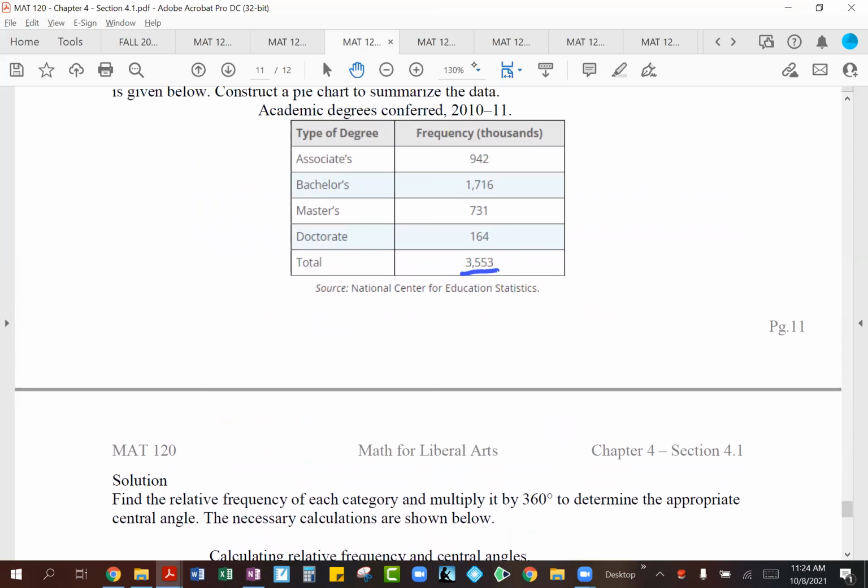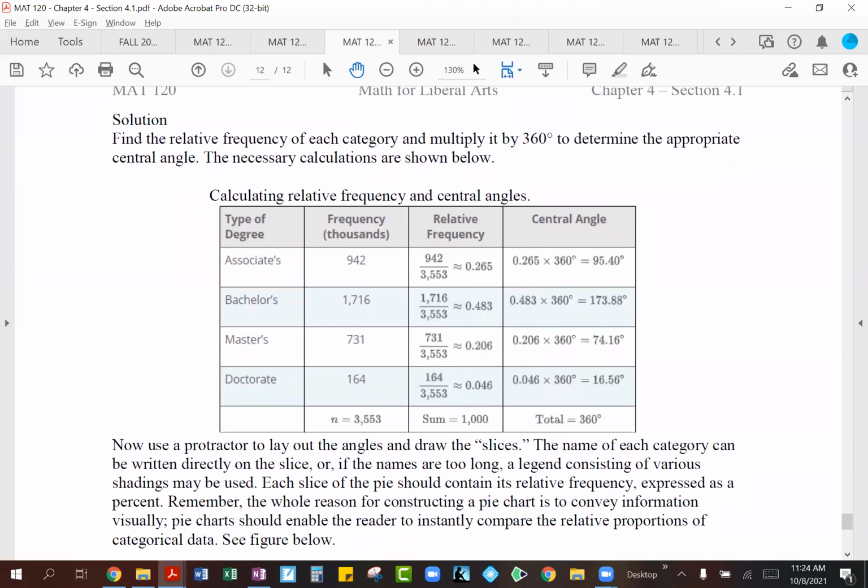So you would take each of these frequency values that you have for each of the categories, and you're basically calculating a relative frequency, because that tells you what percentage of the pie goes to that category. So you can see we take our 942 divided by the 3,553, and that gives us a value of 0.265. And we're repeating that same process for all the remaining three categories. And again, since you are converting this into decimals, your total has to be 1.